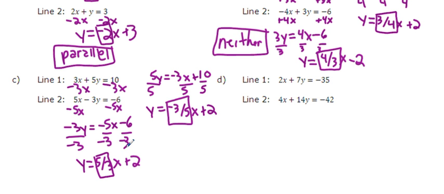They're not parallel because they're not the same. Over here, notice that it's the fraction flipped, so they're reciprocals of each other, and they have opposite signs. So these are opposite reciprocals, so they are perpendicular.